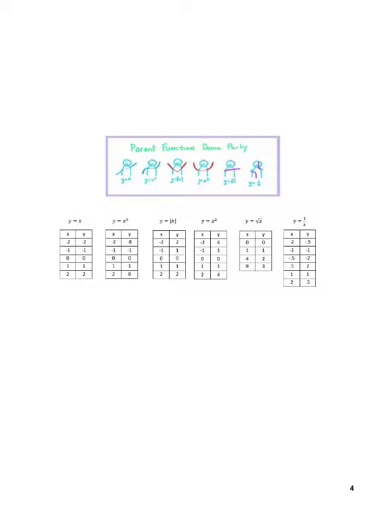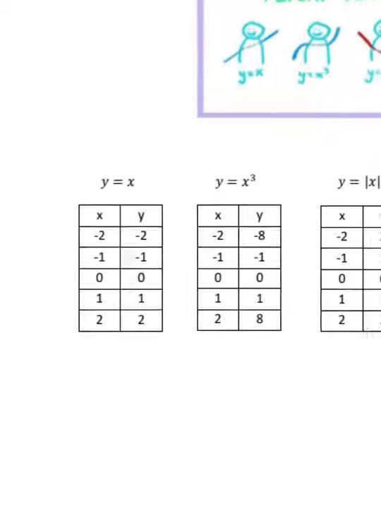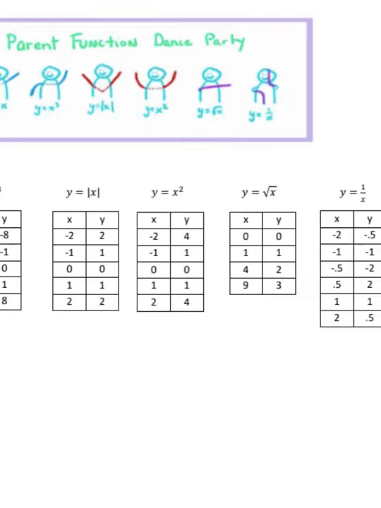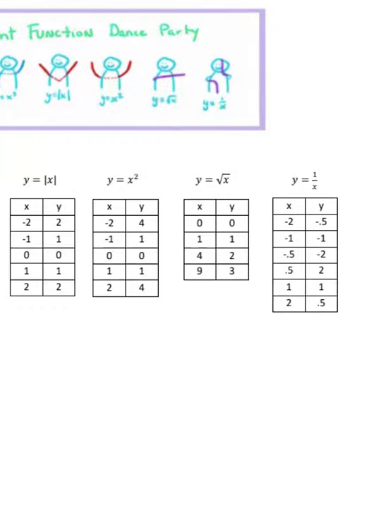So just again, a follow-up with these parent functions. Each has their own unique table of values. So we started with the y equals x and y equals x cubed, squared, absolute value of x, root of x. Last unit, again, we had 1 over x. Here was that table that we talked about a lot last unit.